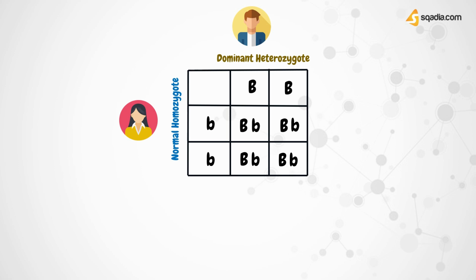In third case, dominant homozygote paired with a normal homozygote. All offsprings were heterozygote, that were diseased. 4 out of 4 offsprings were diseased. So, risk is 4 by 4, or 100%.